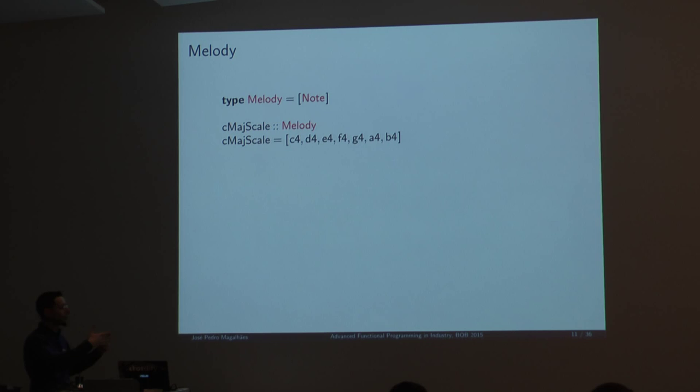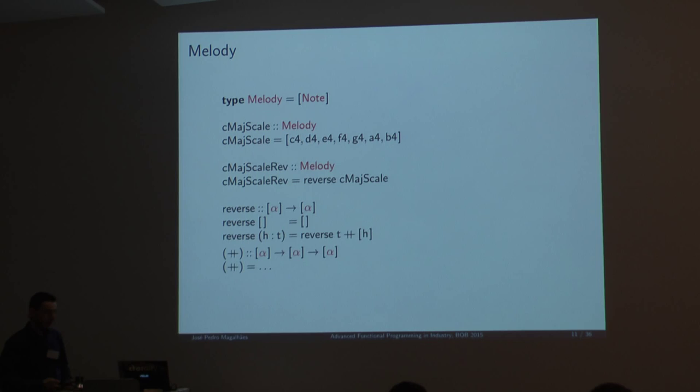Now let's say I want to reverse this melody, so I want to play this melody backwards. In Haskell this is very simple, I can just call the function reverse, which reverses a list. So the C major scale reversed is the function reverse applied to the C major scale. Now what is reverse? Well, reverse is a function that comes with the standard prelude. You don't have to define it yourself. I'm showing you the definition.